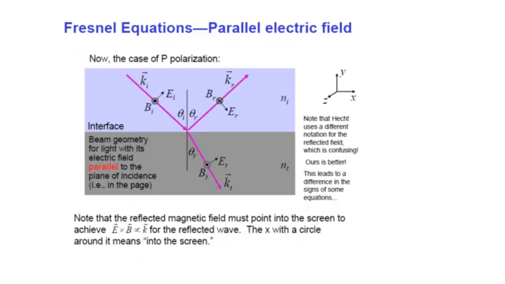Another part is the Fresnel equation for parallel electric field. In the case of p polarization, we are now talking about the parallel electric field. Ei and Et are there, and after reflection, this is your electric field. Here we are taking the electric field as parallel and the magnetic field as perpendicular. So it is moving here, then finally reflected there. The reflected magnetic field must point into the screen to achieve E cross B proportional to k.